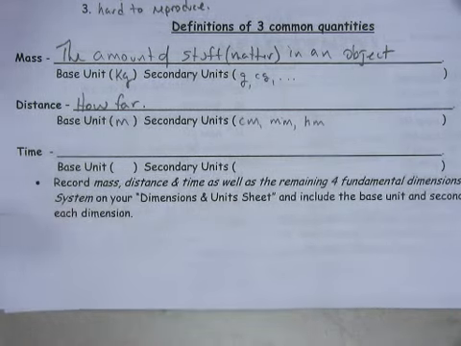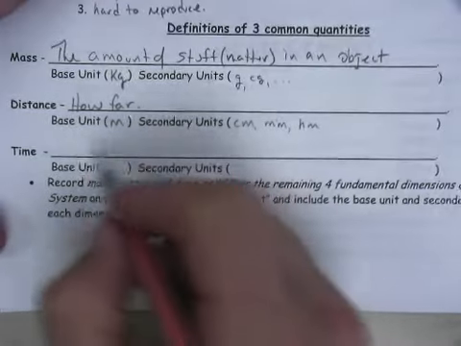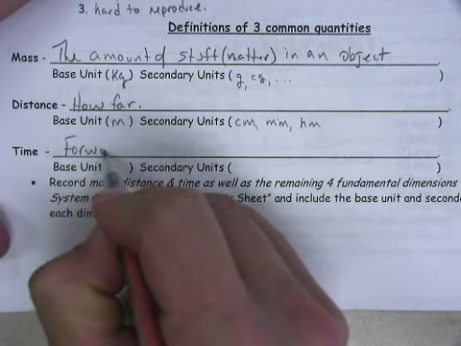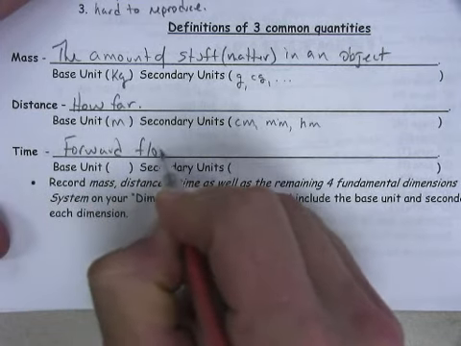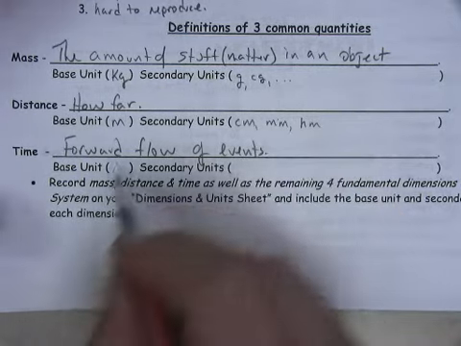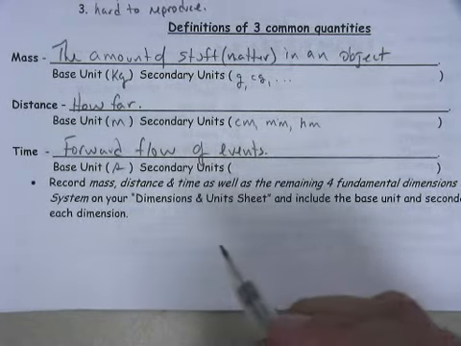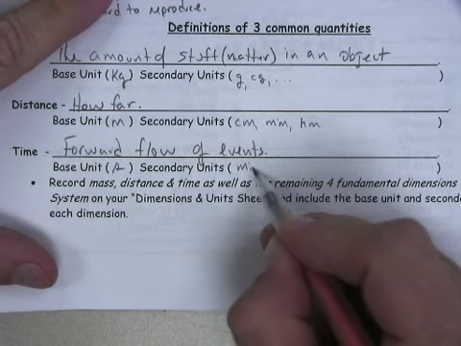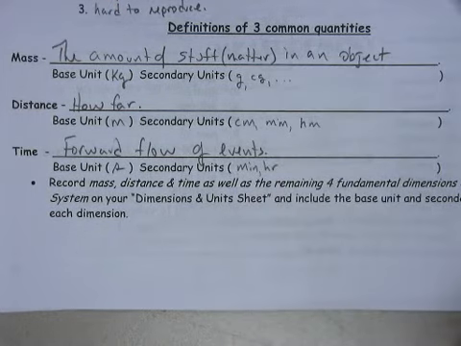All right, the next one, time. I think time's a harder one to define. Time is the forward flow of events. We measure it in seconds. We can do minutes, hours, days, times, all that stuff.